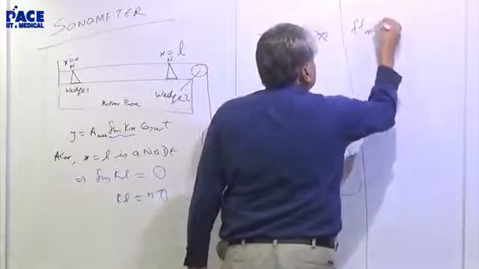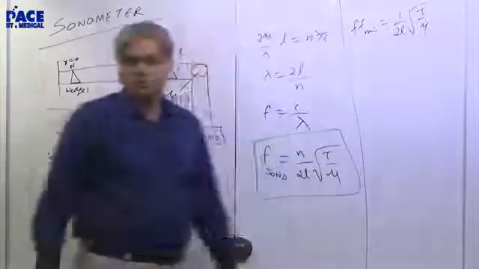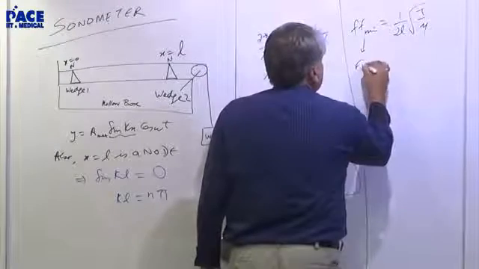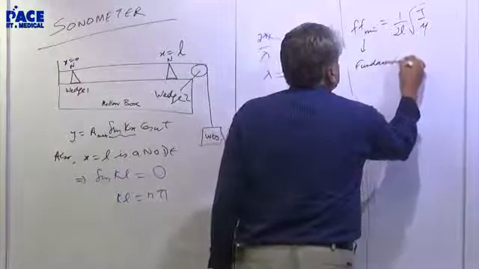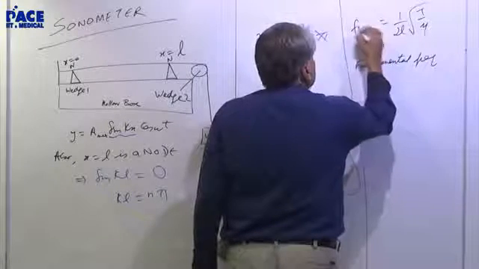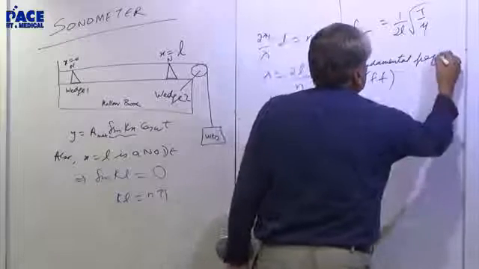The minimum frequency, as you can see, is this. This is the lowest possible frequency for a given tension and given mu. This is also called the fundamental frequency. I will call it FF, fundamental frequency.